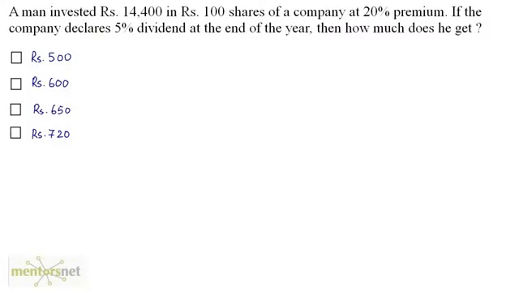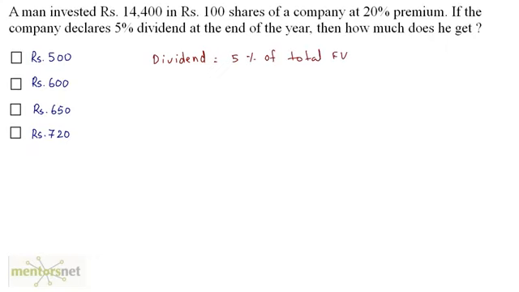A man invested rupees 14,400 in rupees 100 shares of a company at 20% premium. If the company declares 5% dividend at the end of the year, then how much does he get? Basically, you have been asked what is the dividend that this man gets. So dividend, we know, is calculated on the face value. So we can say that dividend is 5% of the total face value, right?